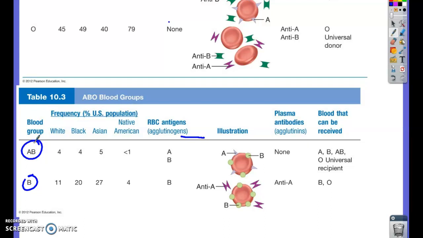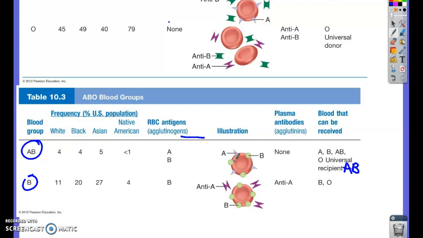And so the question, first of all, which one is universal recipient? The universal recipient is type AB because they already have A and B antigens. They can take blood from anyone. If you give them O blood with no antigens, there's no antigens they don't already have, so they're not going to attack it. If you give them B blood, they already have B antigens on their blood, so they're not going to attack it. If you give them A blood, they already have A antigens, so they're not going to attack that. They can get blood from anybody.